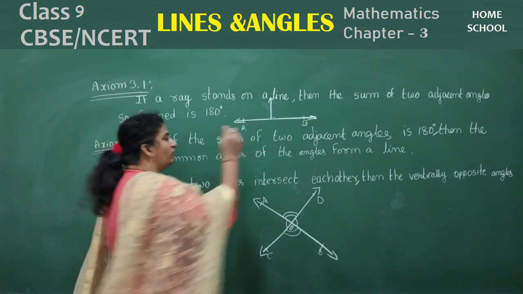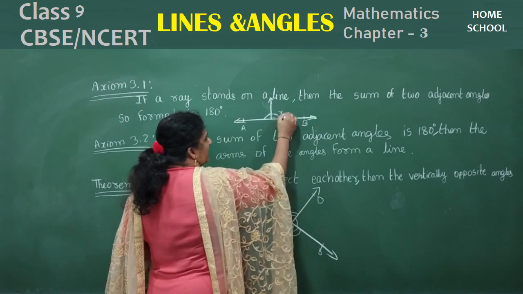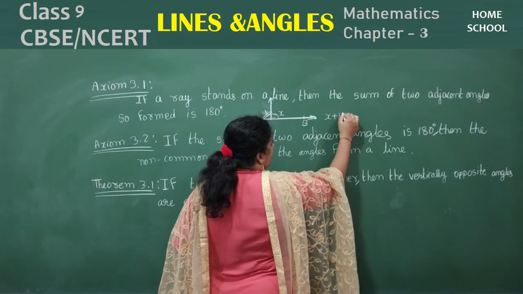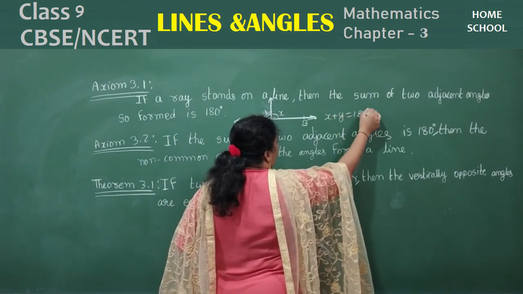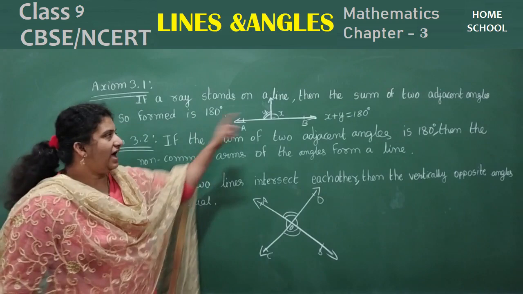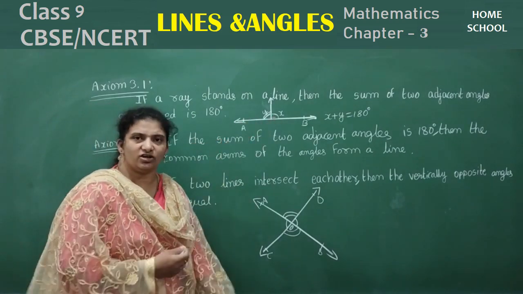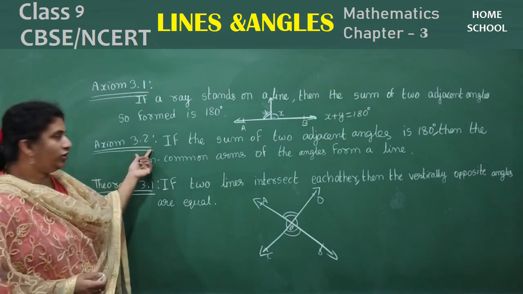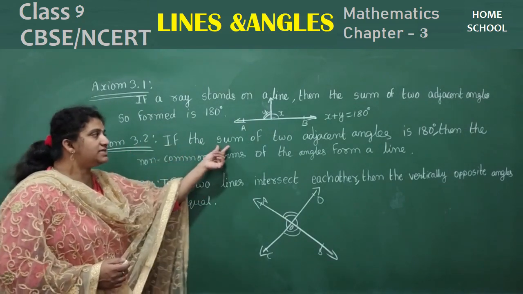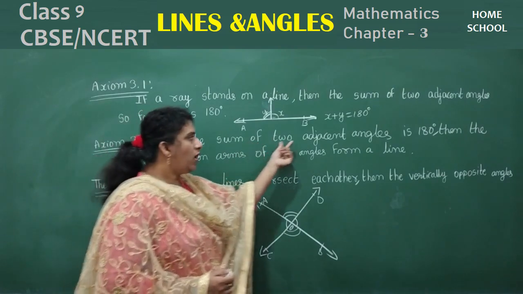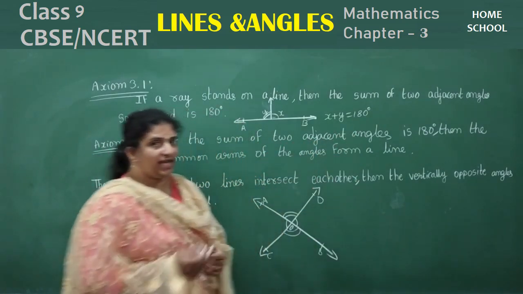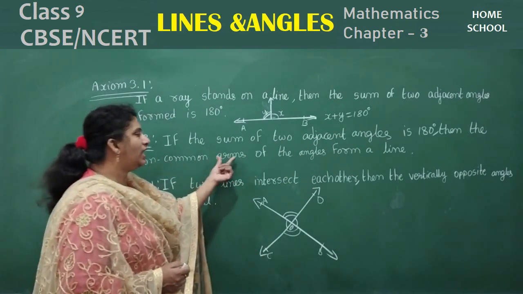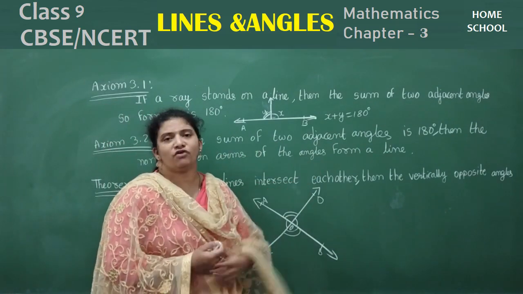We already know that. What is that? Suppose I take the angle here as x and this as y. So I can write x plus y is equal to 180 degrees. Angle x plus angle y is equal to 180 degrees. So what is your axiom 3.2, children? If the sum of two adjacent angles is 180, okay, then the non-common arms of the angles form a line.